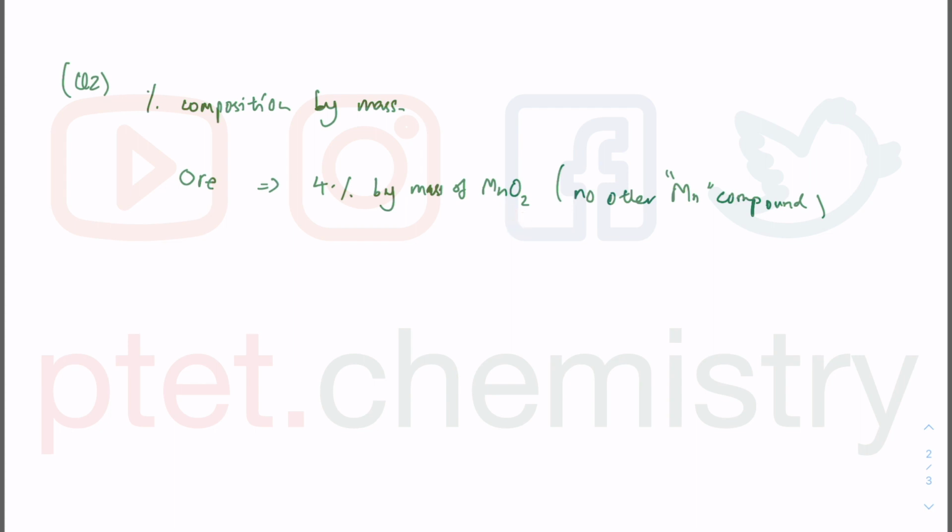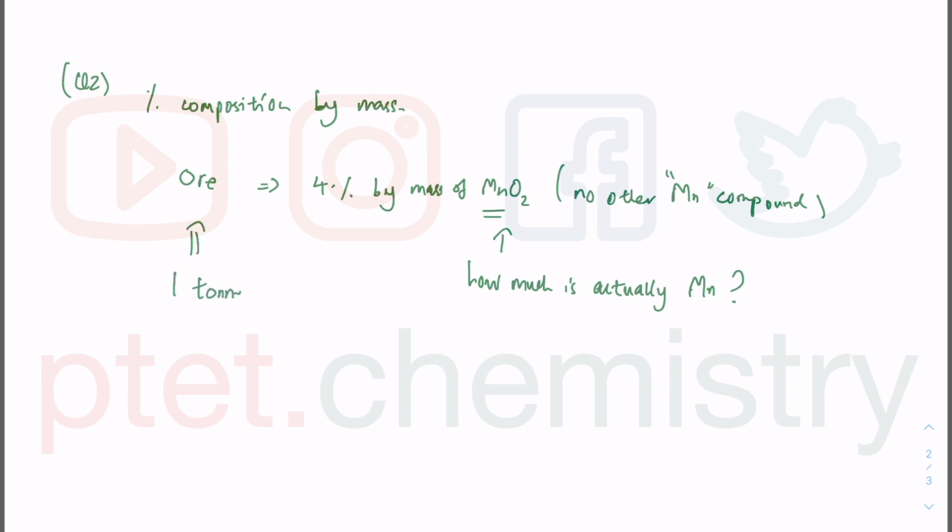But of course, they want the mass of manganese. Therefore, we still need to consider out of the MnO2 how much of it is manganese. All right, how much of that is actually manganese? And that is what you want. You want the mass of manganese that will be obtained from 1 tonne of the ore.